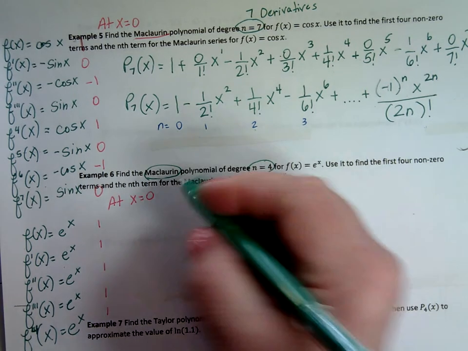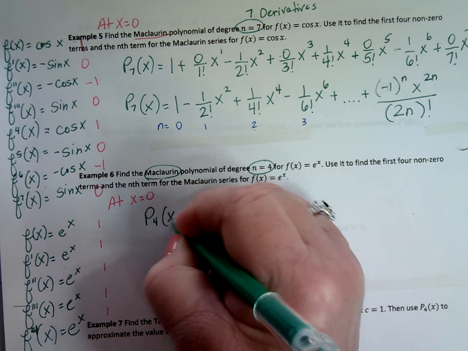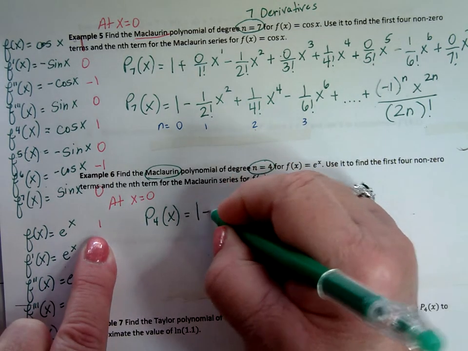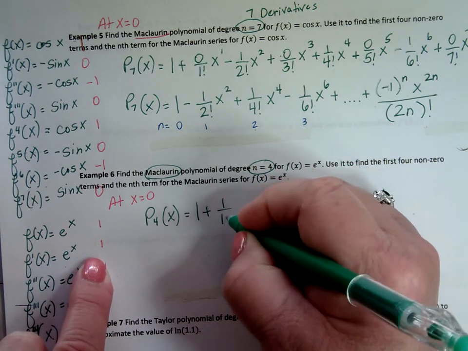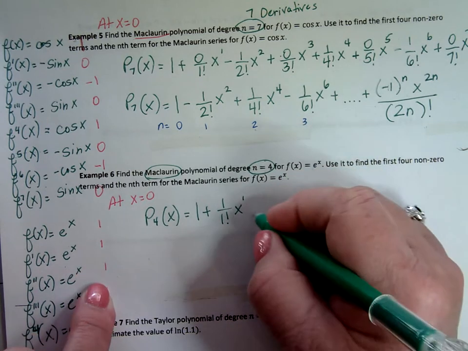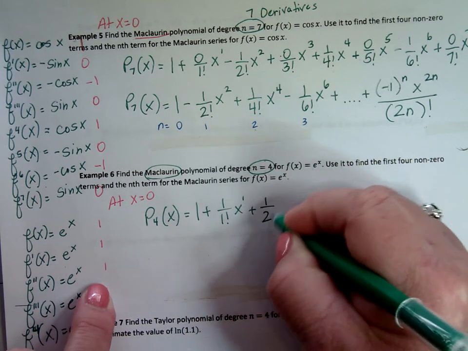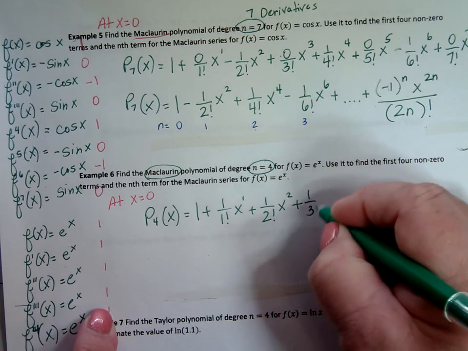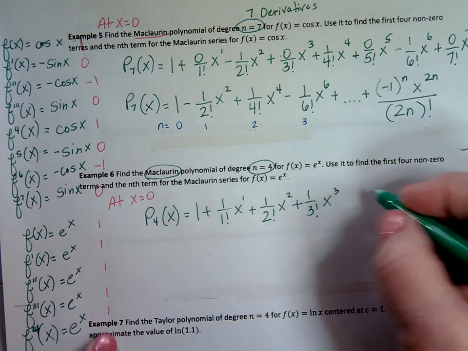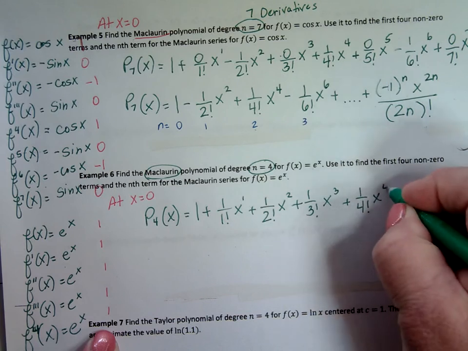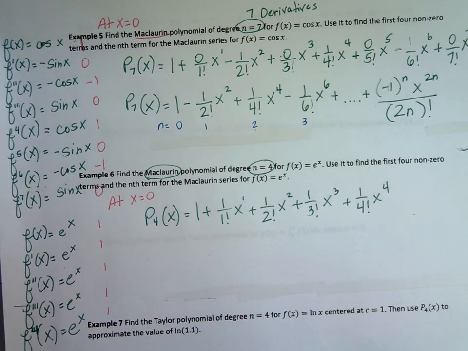I want P4. I have a 1 plus 1 over 1 factorial x to the first plus 1 over 2 factorial x to the second plus 1 over 3 factorial x to the third plus 1 over 4 factorial x to the fourth. All right, there we go. There's my degree 4 polynomial for this.